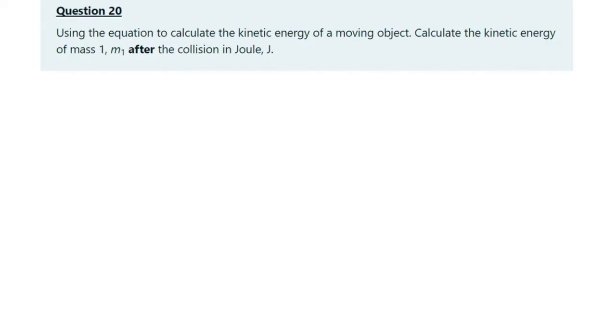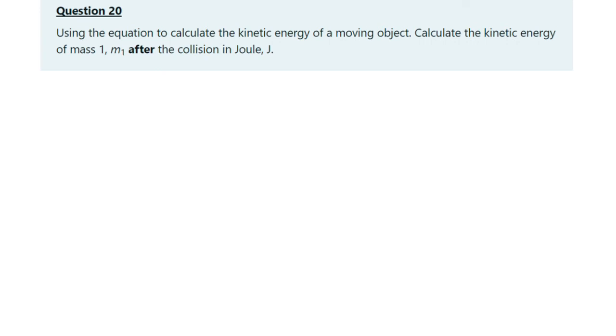We have now arrived at the final question, question number 20. Using the equation to calculate the kinetic energy of a moving object, calculate the kinetic energy of mass 1 after the collision in joule. Okay, so remember that in the previous question, question number 19, we have calculated the velocity of both mass 1 and mass 2 after the collision, which is moving at 6.18 meter per second. So in this question, it only asks you to calculate the kinetic energy of mass 1.